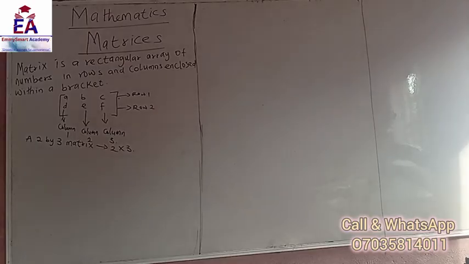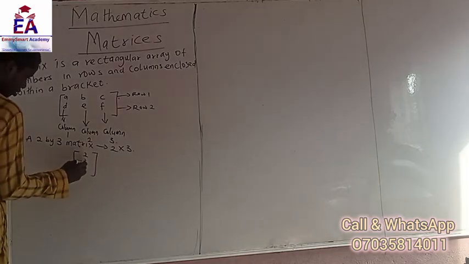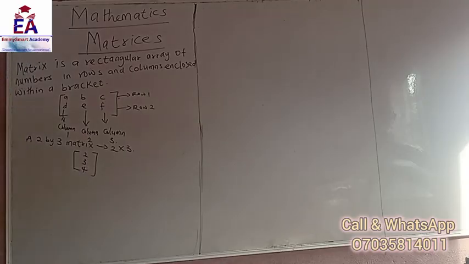So we could have types of matrix. We have a column matrix. We have a square matrix and the rest. A column matrix is a matrix that is just like this: 2, 3, 4. It's a column matrix because it's just made up of one whole column.